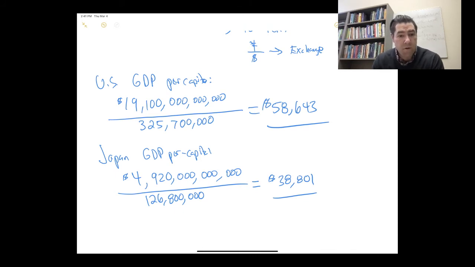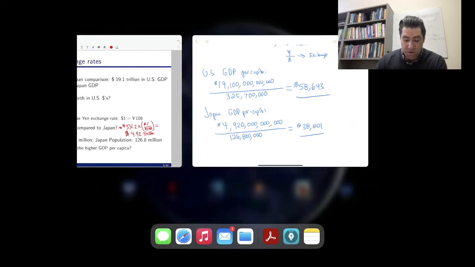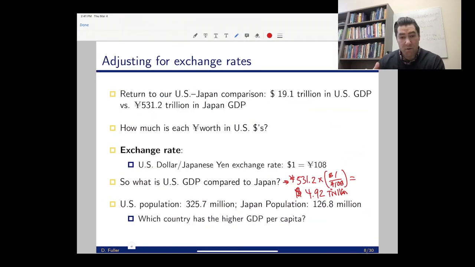And so making that comparison, I can see that yes, per capita US GDP is higher than per capita GDP in Japan. So we've accounted for differences in their prices via the exchange rate, and we accounted for differences in their populations via GDP per capita. So that is all pretty straightforward. If you can do the conversion from yen into US dollars, then you can pretty much handle any question I could potentially throw at you.